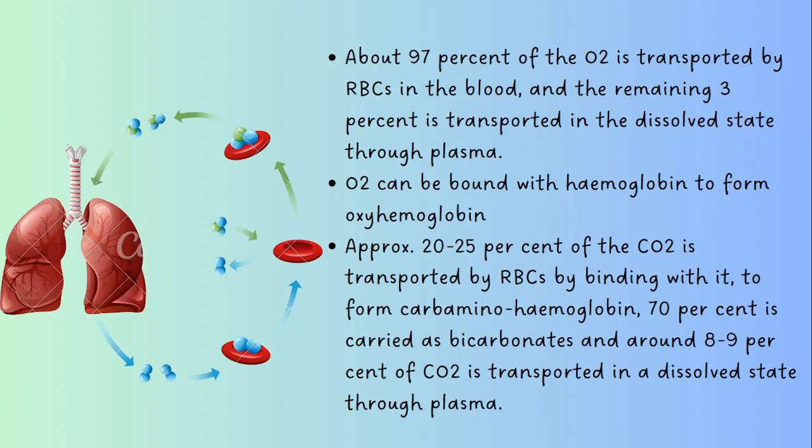Okay, then approximately 20 to 25% of the carbon dioxide is transported by RBCs, and then what happens? This forms carbaminohemoglobin, and 70% is carried by bicarbonates, and around 8 to 9% of carbon dioxide is transported in dissolved state through plasma. Okay, got it?